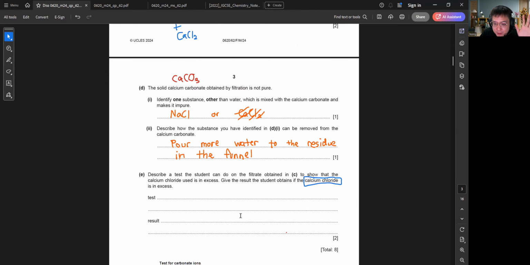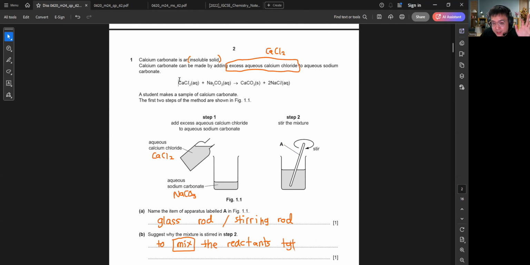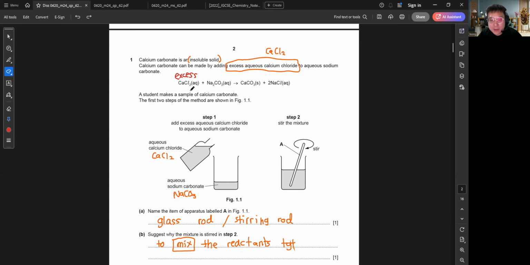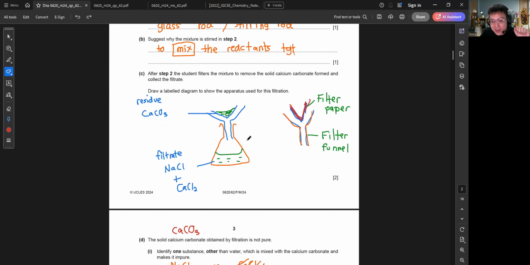Okay, let's just double check. Was it CaCl2 that was used in excess? Yes, yes. It was used in excess. And if you want to be exact, what you can do is write "excess" here, so you make sure that you don't jumble them up during the exam.